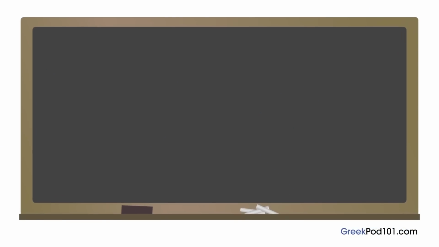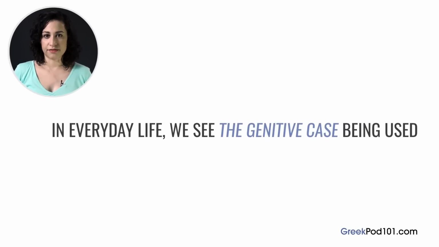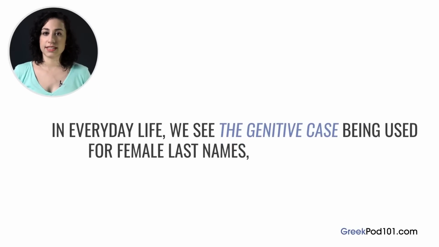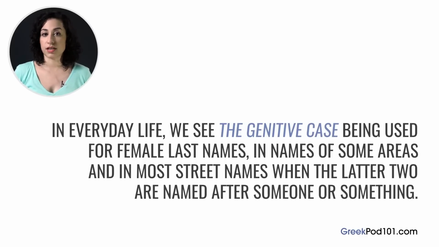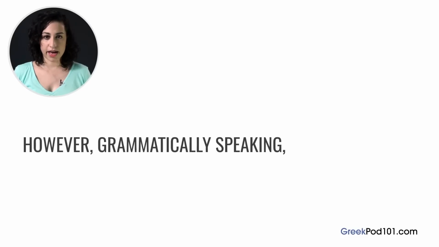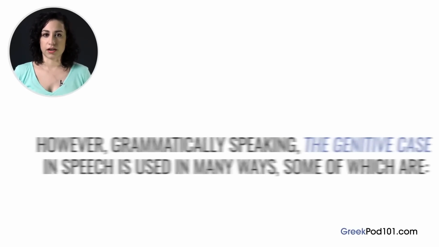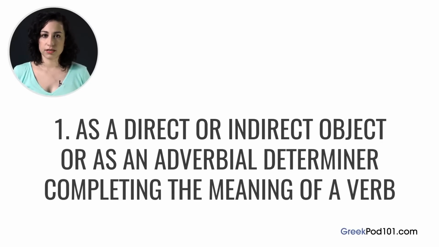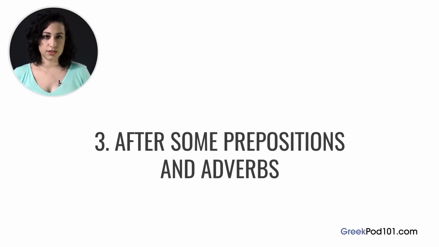The question for this lesson is, what are the most common uses of the genitive case? In everyday life, we see the genitive case being used for female last names, in names of some areas, and in most street names when the latter two are named after someone or something. However, grammatically speaking, the genitive case in speech is used in many ways, some of which are as a direct or indirect object, or as an adverbial determiner completing the meaning of a verb, as a nominal determiner completing the meaning of a noun or an adjective, after some prepositions and adverbs. Let's go into more detail.